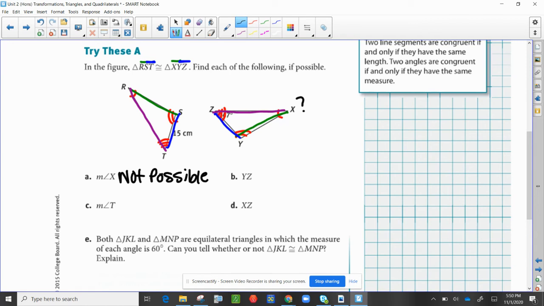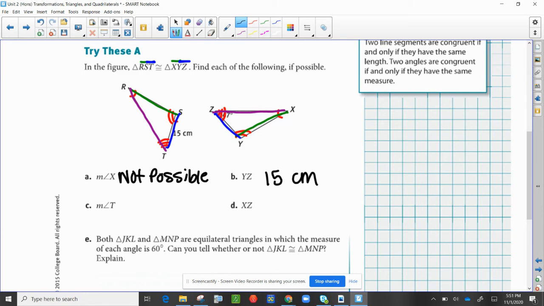Okay, so let's go on then to B. B wants us to find the length of YZ. So I have this nice and color-coded, so that should help us. So YZ is my blue line. So does that match up with something on the other triangle, which was ST? It does. So since ST is 15 centimeters, and these are congruent, then YZ is the same length, 15 centimeters.